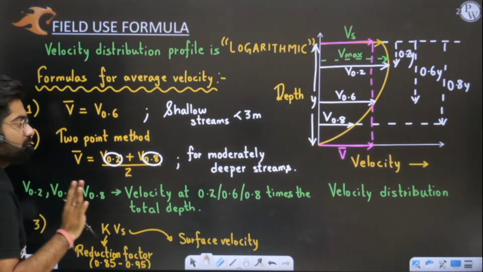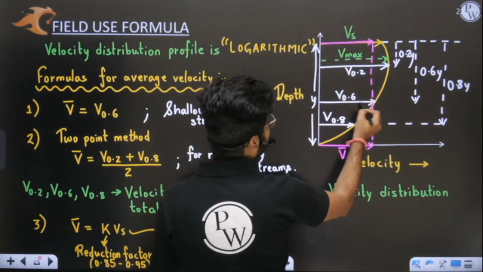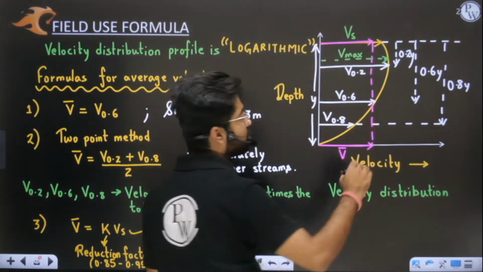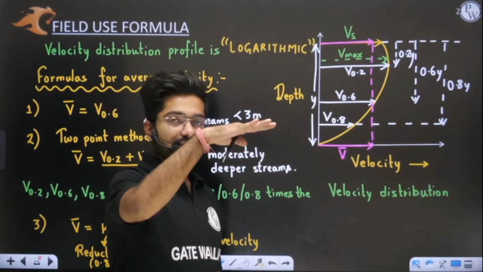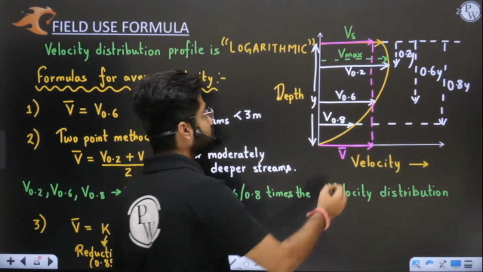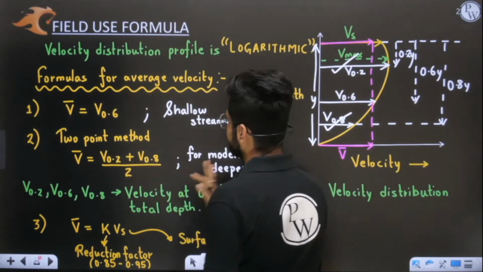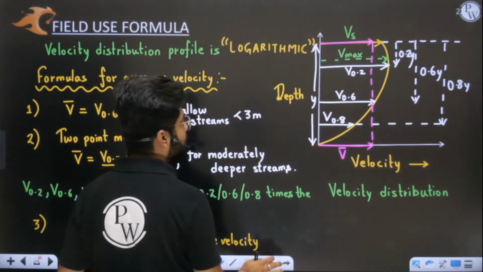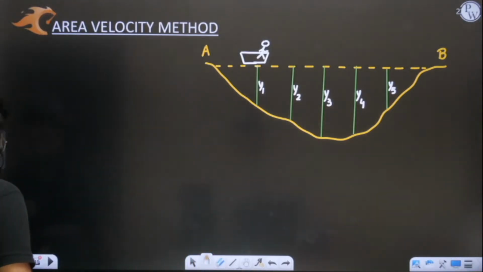If we want to find average velocity, I will go up to a depth of 0.6 times the total depth, and here I will measure velocity. I will lower the current meter, submerging it up to 0.6 times the depth, or I will find velocity at 0.2 times the depth and 0.8 times the depth, and I will take the average. We have both options, but you need to understand that at all the points velocity will be taken.